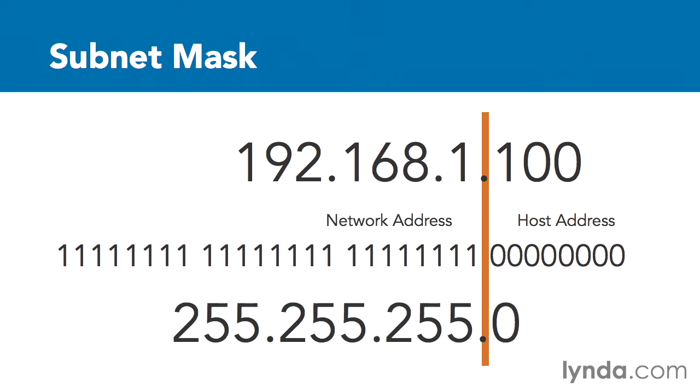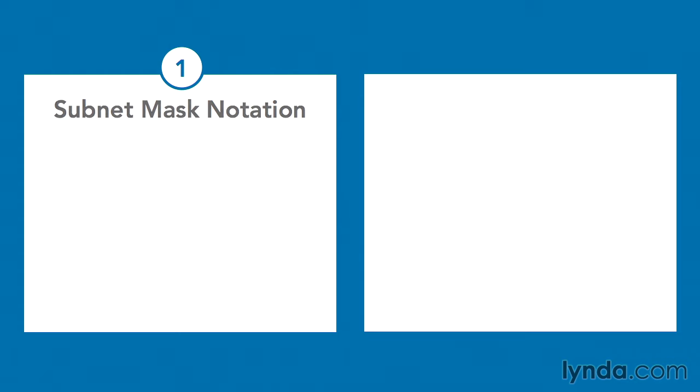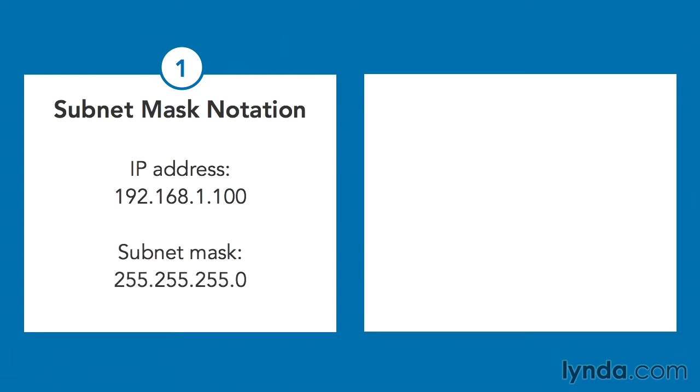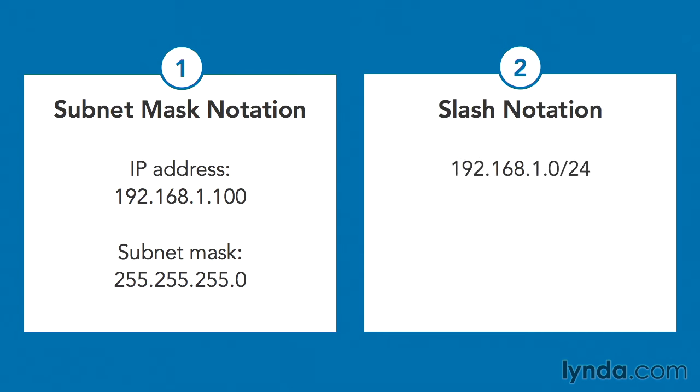We can then write our subnet mask in two different forms. First, we can convert this subnet mask into decimal form and describe it as having the subnet mask 255.255.255.0. This is known as the subnet mask notation. Alternatively, we can simply count the number of ones in the address and then put a slash next to the IP address with the number of ones following it. That would make this network the 192.168.1.0/24 network. Both of these notations, the subnet mask notation and the slash notation, describe the same network.